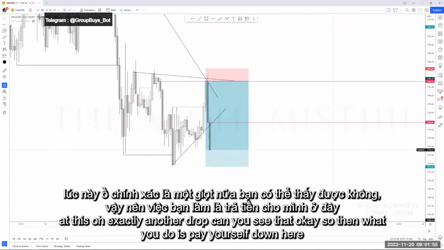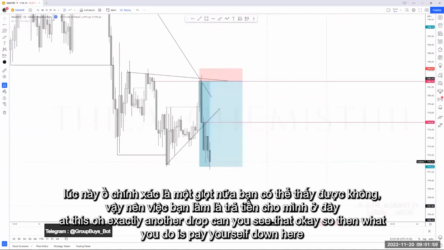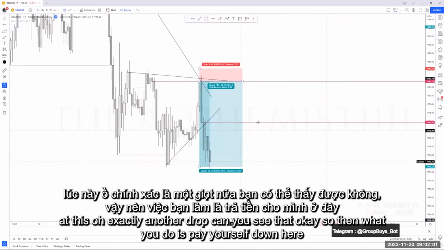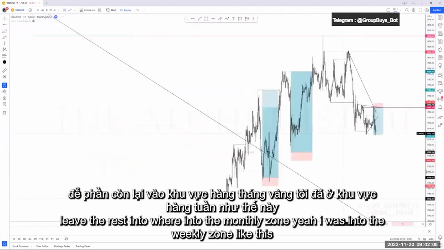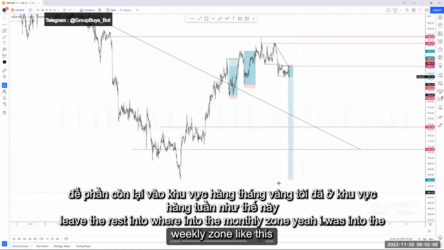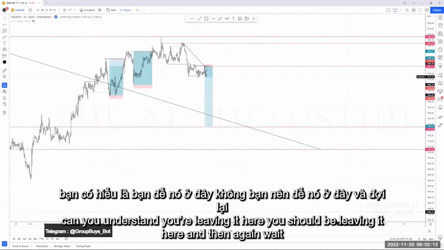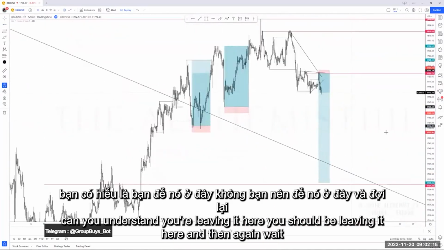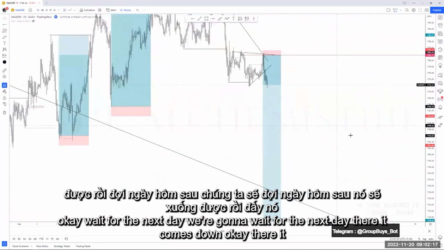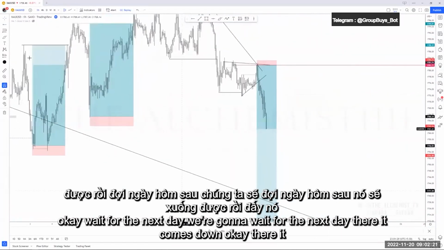Okay, so what happened? Look at this. Exactly. Another drop. Can you see that? So then what you do is pay yourself down here, leave the rest into the monthly zone, or into the weekly zone, like this. Can you understand that? You will be leaving it here. And then again, wait for the next day. There it comes down.